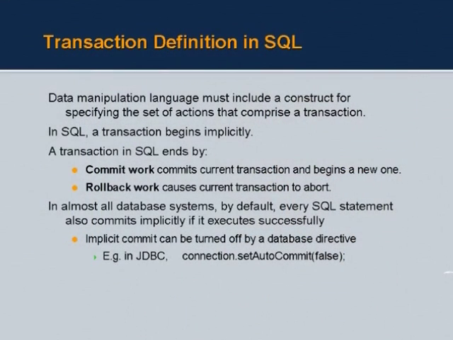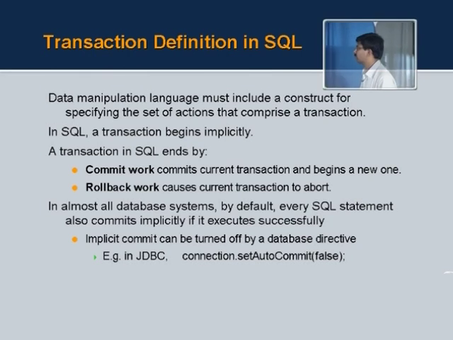So now, all this conceptually is fine, but how do you use it? As a programmer, how on earth do you control what a transaction does? The SQL language supports some constructs for handling transactions. In SQL, a transaction begins implicitly. You don't say start transaction. As soon as you run a query, a transaction runs. And you can either say commit work to commit the current transaction and begin a new one, or rollback work to cause the current transaction to abort.